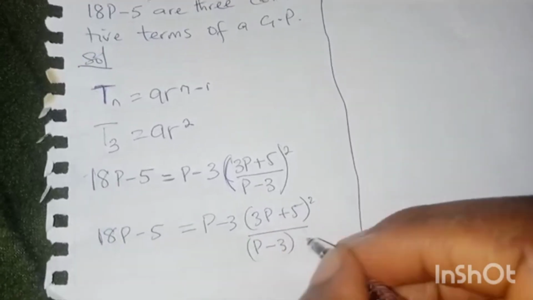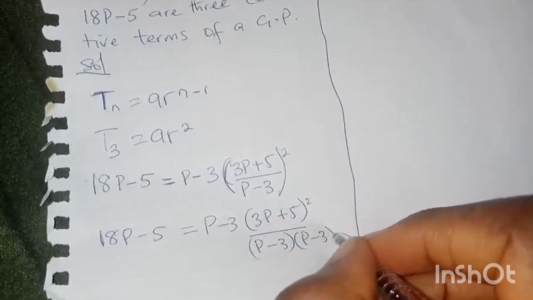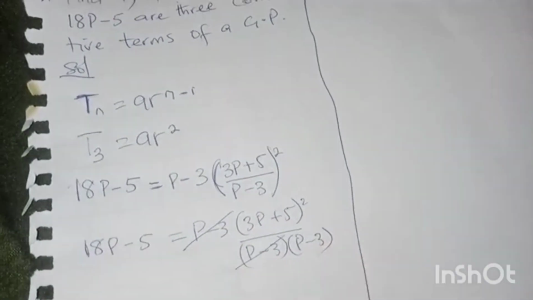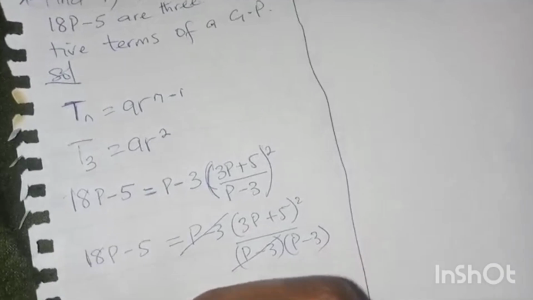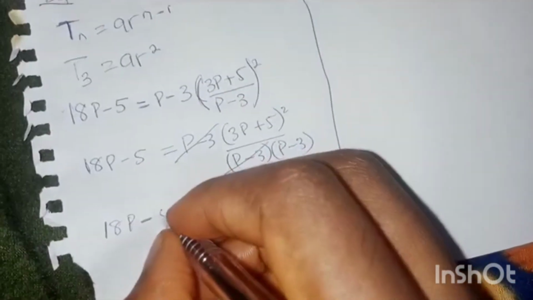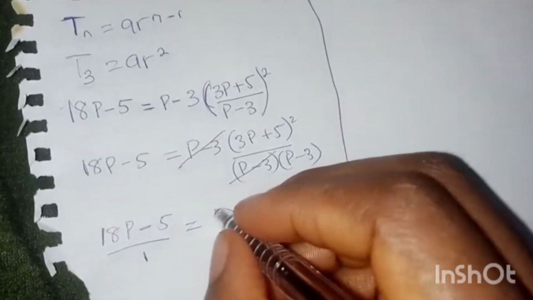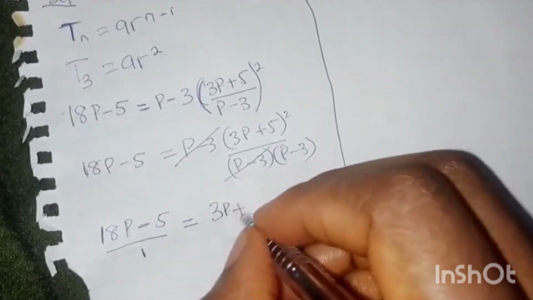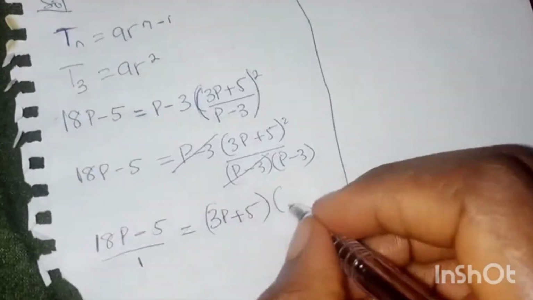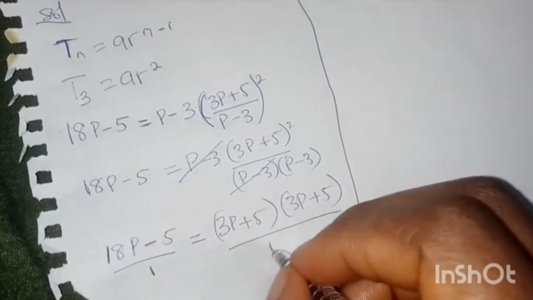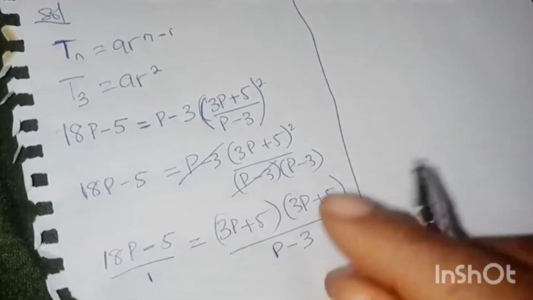Now remember, they are raised to the power of 2, so we have to split them in 2s, and p minus 3 cancels p minus 3. We have our 18p minus 5 over 1 equals 3p plus 5 in 2s, and then all over p minus 3.